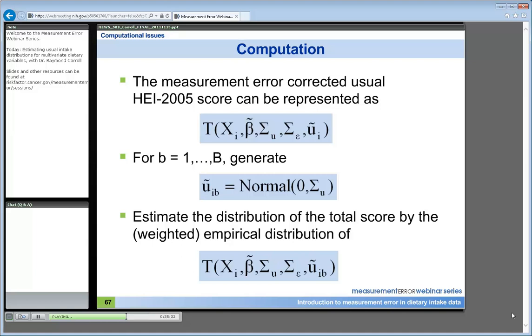And then what we do is we make up, it's a statistically allowable thing to do. We put in these things we've generated by computer, and then we get the survey-weighted empirical distribution of these generated total scores, and that's how we get the distributions that you've seen in our previous slides.